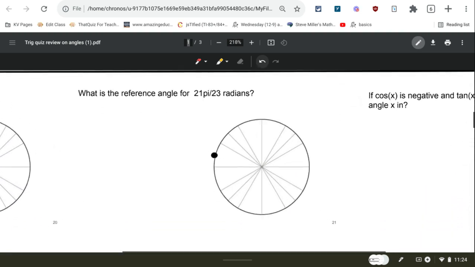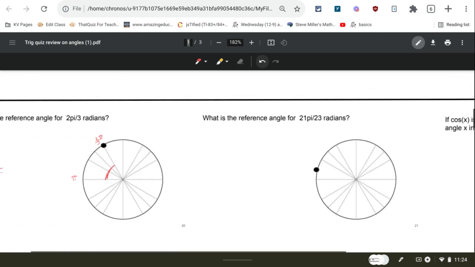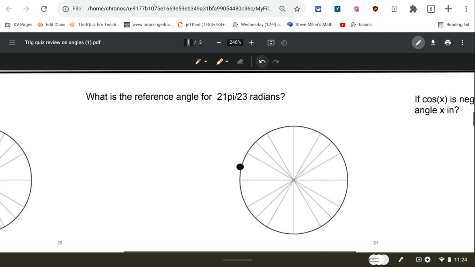Okay, what's the reference angle for 21 pi over 23? Is it the same spot? Yeah, we're in quadrant 2 again. So it's just this leftover bit right here. Well, if this was 21 out of 23 pi, the leftover bit to make a full pi is just going to be 2 pi over 23. Right, we had 21 of it. We only lacked 2 to make up the remaining 23 bit. Okay.